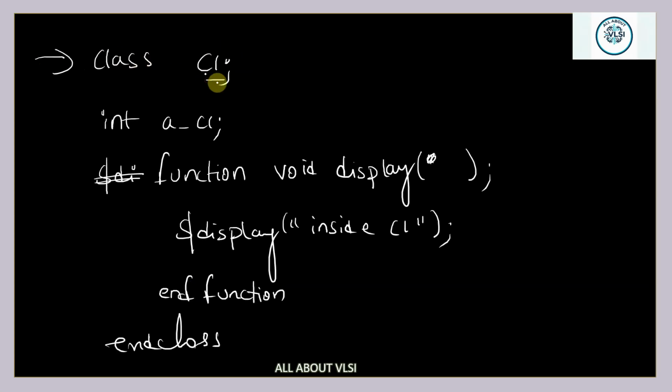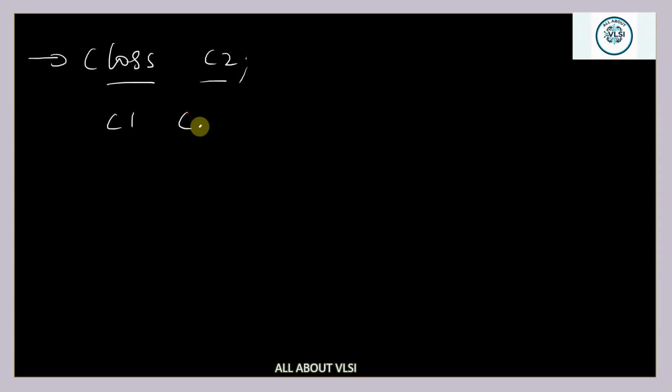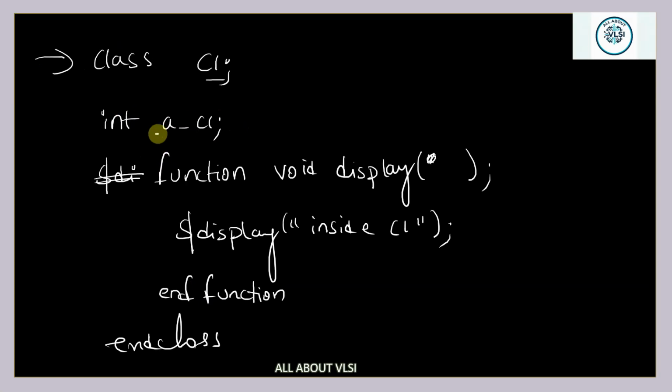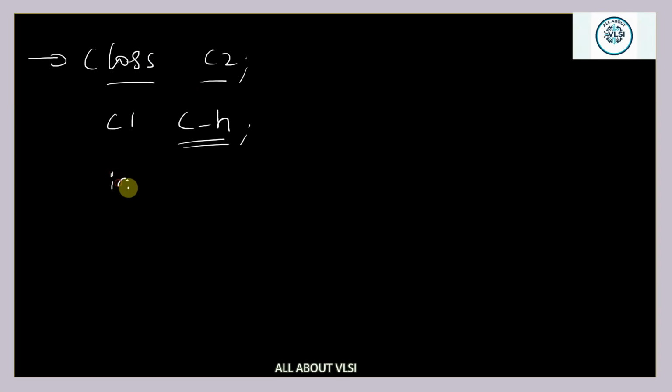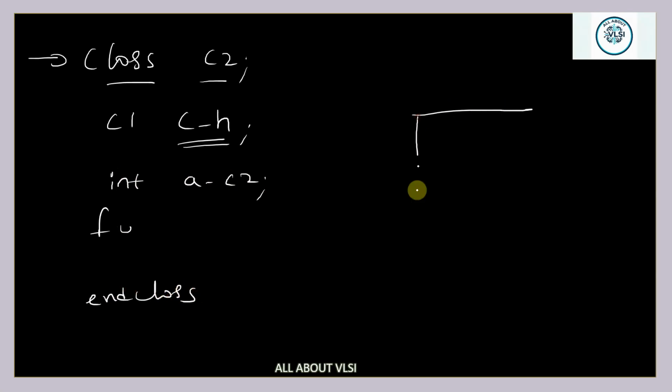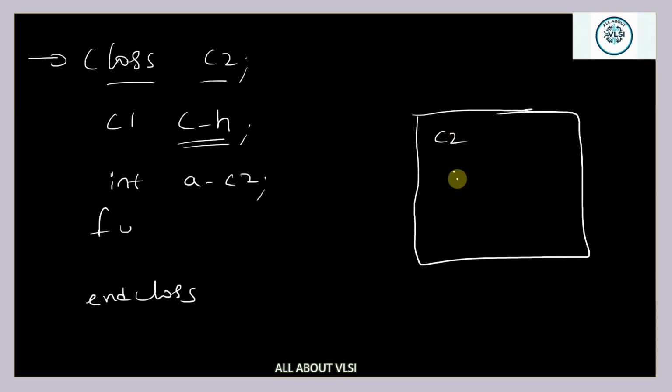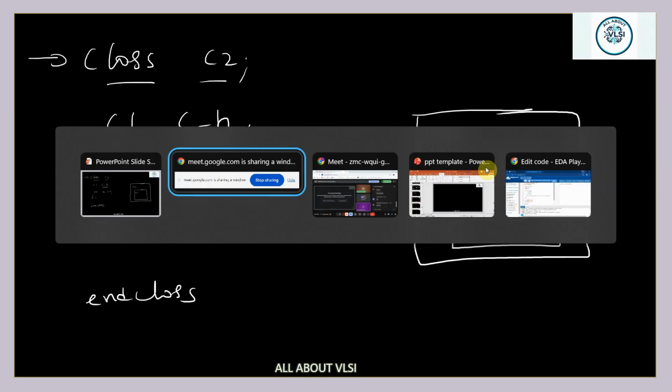So this is a class which I'm going to have, and I'm going to have one more class, C2. In this class C2, I'm going to declare a C1 class handle, C1_H. This C2 class is going to have one more property, int a_C2, and some function and endclass. So we have developed a class C2, and inside the C2 class, I have a C1 class handle. That's it. Is it clear? So this we are going to see: if we have this type of scenario, what happens if we do object assignment and shallow copy? Is it clear, guys?